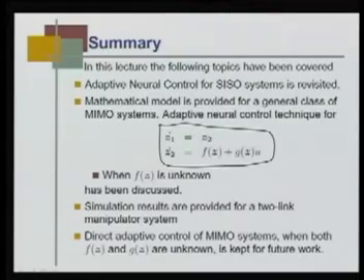Direct adaptive control of multi-input multi-output systems when both Fz and Gz are unknown is kept for future work. This problem is still not solved.